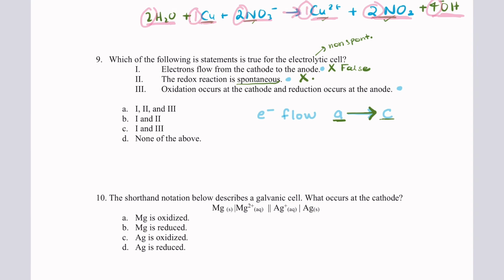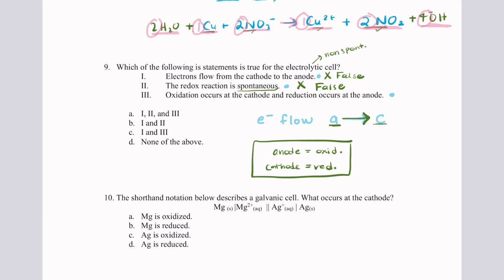Finally, let's look at the locations of oxidation and reduction. The rule, oxidation at the anode and reduction at the cathode, is always true regardless of whether the cell is galvanic or electrolytic. Statement 3 incorrectly reverses these assignments, so statement 3 is also false. Since all 3 statements are incorrect, the correct answer for this problem is D, none of the above.